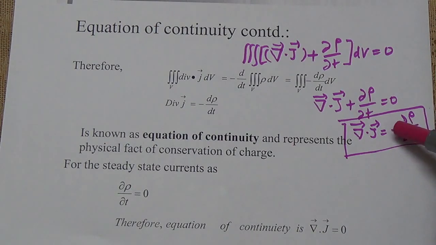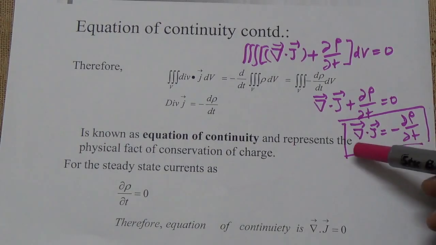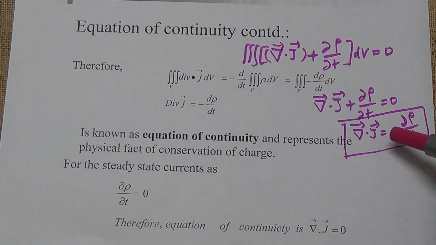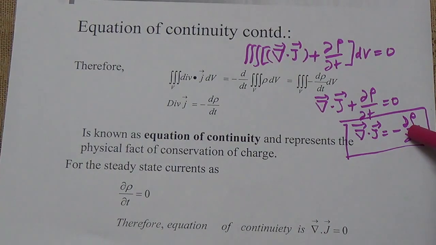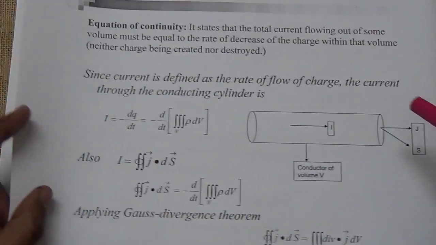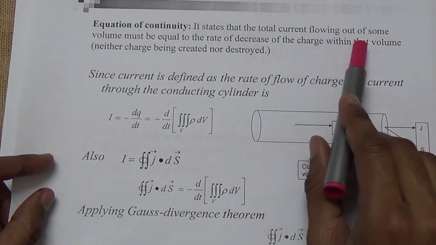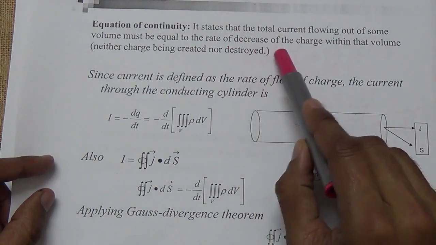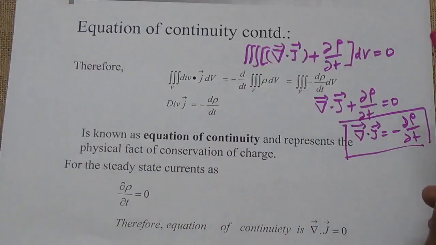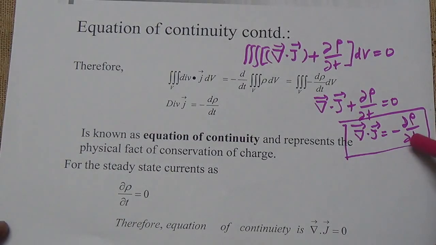On the other hand, this negative sign indicates that when you take the divergence of the current density, it is equal to the negative of d rho upon dt, the rate of change of the volume charge density. So our first statement was that the total current flowing out of some volume must be equal to the rate of decrease of the charge within that volume. It means d rho upon dt is the factor by which charge is decreasing in the cylinder.